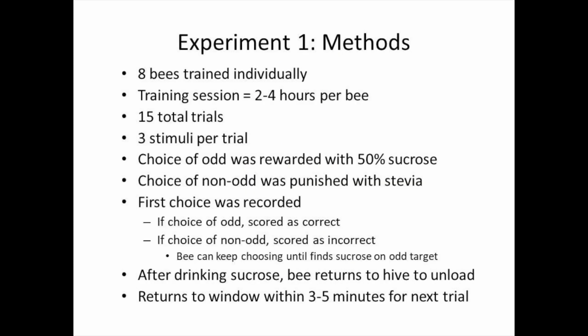For experiment 1, I trained 8 bees individually. Training sessions lasted about 2 to 4 hours per bee. There were 15 total trials and 3 stimuli per trial. The choice of odd was rewarded with 50% sucrose, while the choice of non-odd was punished with stevia. The first choice was recorded. If the choice was odd, then I scored it as correct. If the choice was non-odd, then I scored it as incorrect. Now, if the bee chose incorrectly, remember that the bee can keep choosing until it finds sucrose on the odd target. After drinking the sucrose, the bee will return to the hive to unload and returns to the window within 3 to 5 minutes for the next trial. And I repeated this process until all 15 trials were completed.